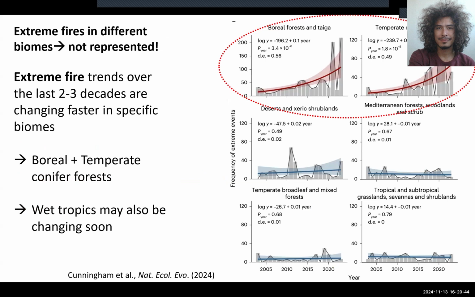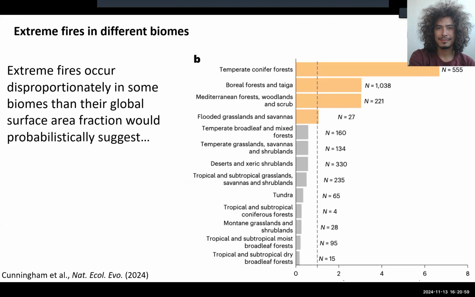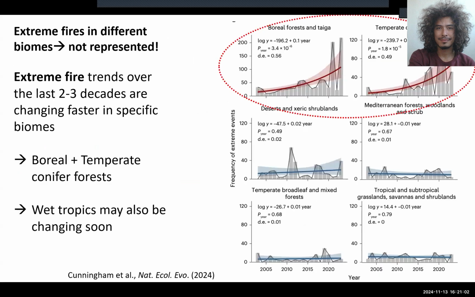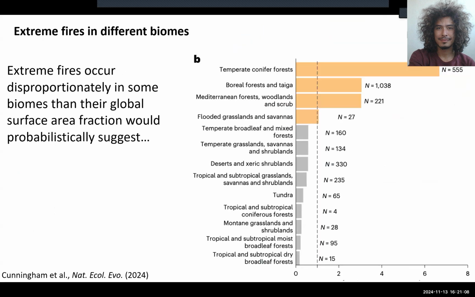So this is just a figure from a recent paper, which shows that in certain biomes, so in the boreal and temperate forests, extreme fires are increasing substantially over the last 20 years, basically. And on the basis just of this year alone, what we've seen in the Amazon and the areas south of it, the tropics may be entering this upward trend as well. We also know that in certain biomes, there's a higher probability that extreme fires occur relative to the spatial fraction on the global land surface, which is something also that is not well represented in these models.